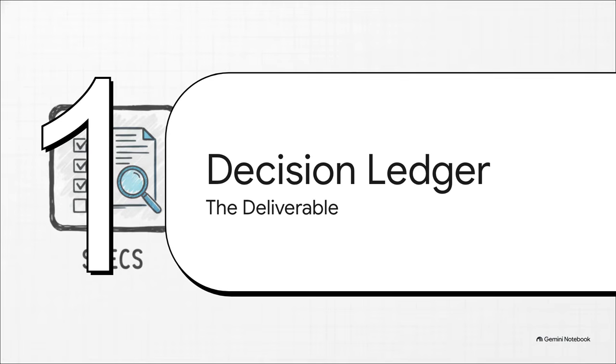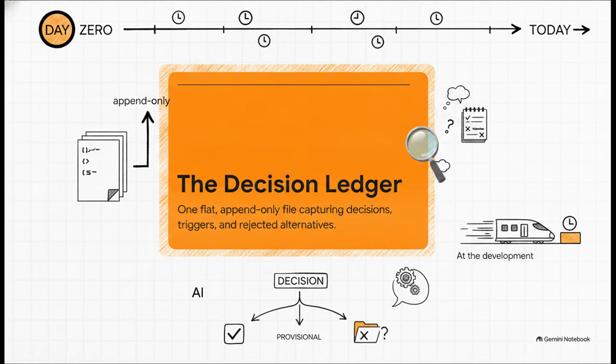Section 4, the decision ledger deliverable. Okay, so all these reactions have to go somewhere, right? Which transitions us perfectly to the hero object of our story. This is the ultimate tangible deliverable of this whole prototyping process. Meet the decision ledger. It's just one flat file that lives right in your repo from day zero, capturing every single ratified and provisional decision.